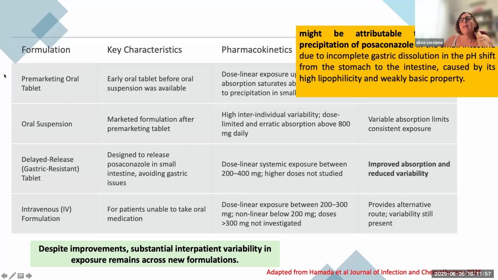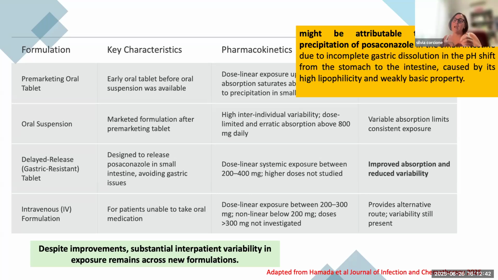gastric tube. That's why they moved to the oral suspension that is now available and is in the market. But in the oral suspension, we still have a high individual variability. So there is a variable absorption compared to the oral tablet. And then they developed the delayed release tablet, the gastric resistant tablet, to release posaconazole in the small intestine with the aim to avoid the gastric issue. That's why the delayed release tablet has a better absorption and a lower variability between patients.